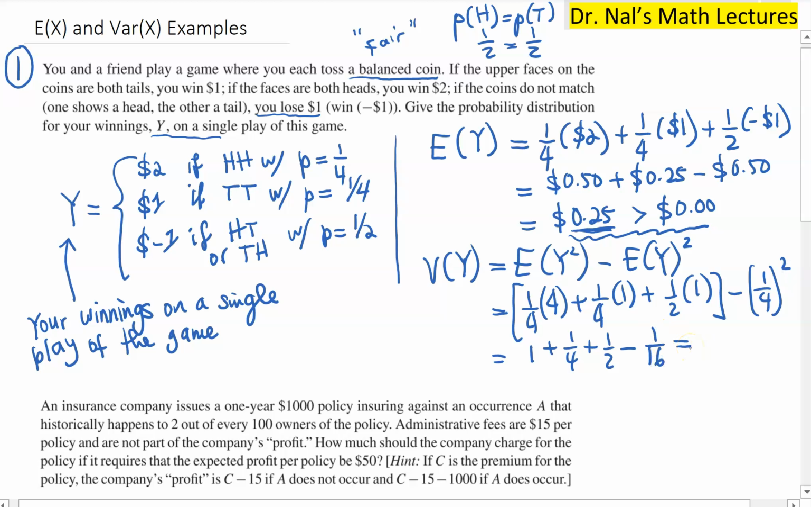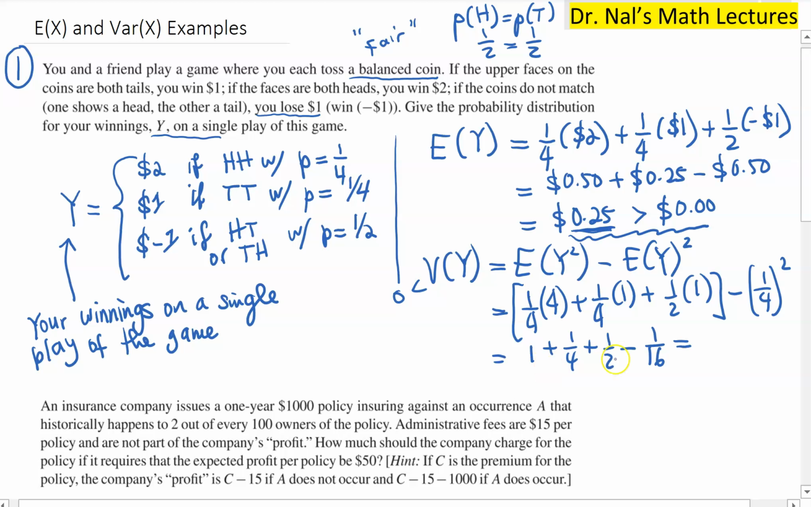Now remember, variance is a number which is always positive, right? Expected value sometimes can be negative. Not in this game, because apparently it turned out that this play is a good play for you. It favors you, and it definitely is a game where you can make 25 cents on average on every single game.